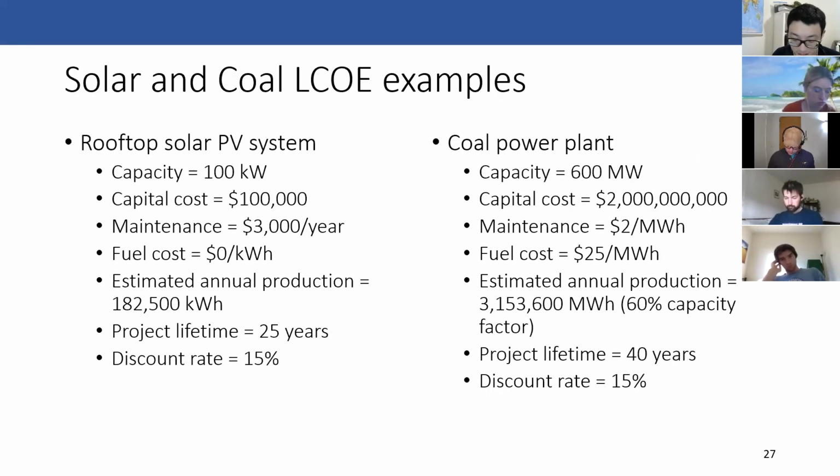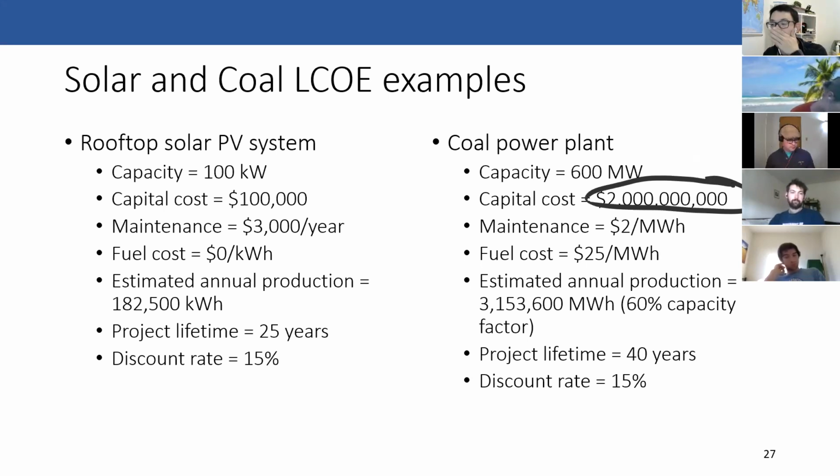I'll give you a little bit longer to look at this. So the thing that we need to keep in mind is the capital cost is $2 billion, which is a lot higher. We're talking about this 600 megawatt plant. The maintenance is now per megawatt hour produced. And then there's a fuel cost per megawatt hour produced as well. And you've got an estimated annual production of about 3 million megawatt hours. The lifetime is a little bit longer, and then we have the same discount rate.